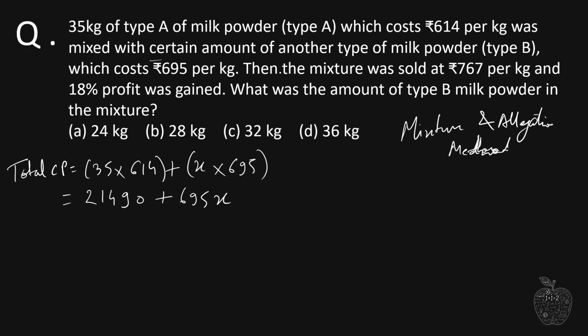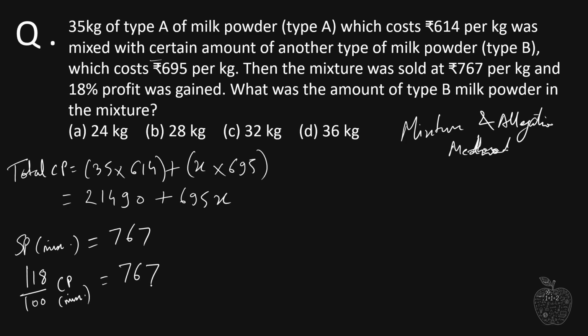What the question further tells us is that the mixture was sold at 767. That means the selling price of the mixture is 767. Now, 18% profit was gained. If 18% profit was gained, that means he must have sold it for 118% of the cost price. And mind you, this cost price will be of the mixture. We are talking about the mixture here. Okay, and this will give us the selling price of the mixture, which is 767.